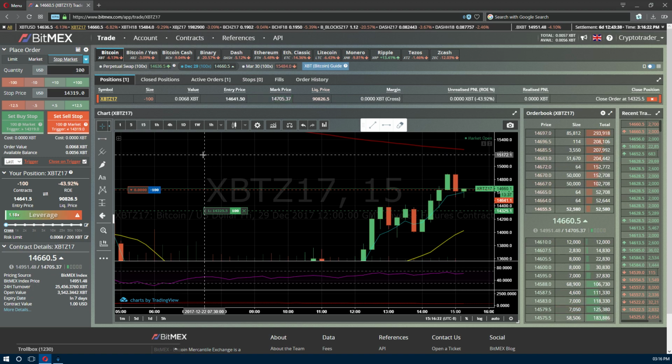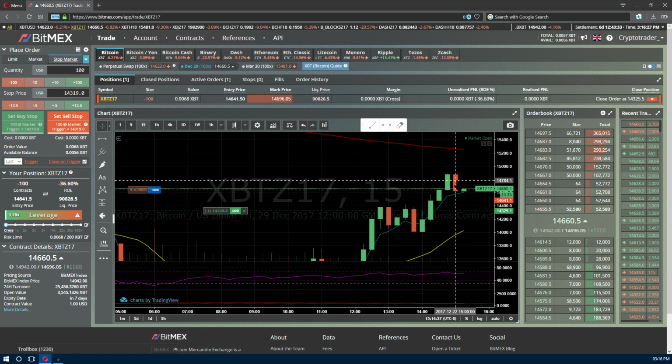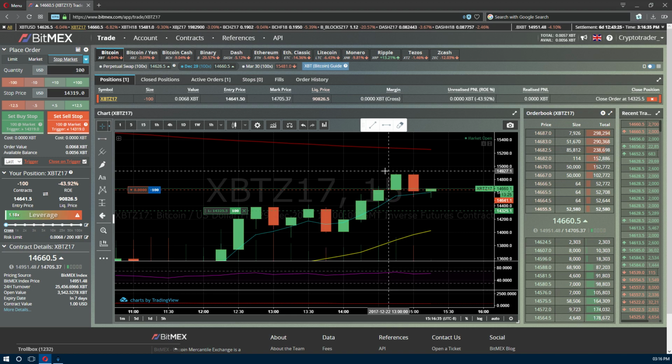Bulls are in the market according to this candle. Well, I mean bears. I'm sorry, bears. Bears are in the market according to this candle. The bears won this candle. I'm not sure why they won, but they won.